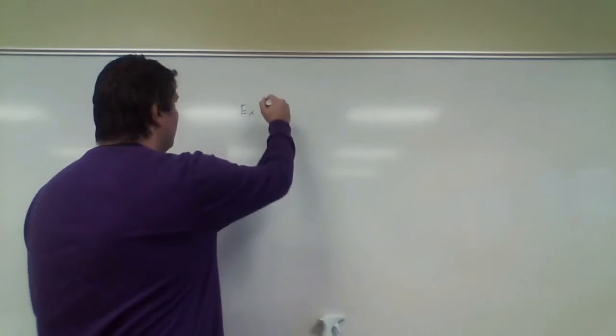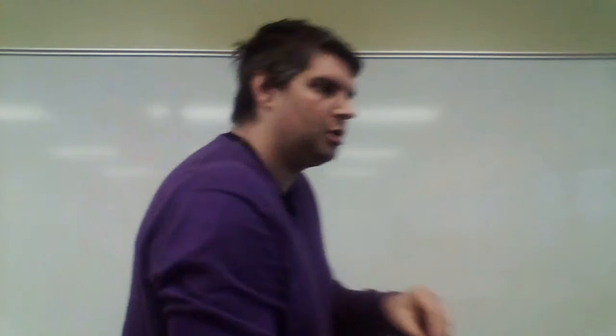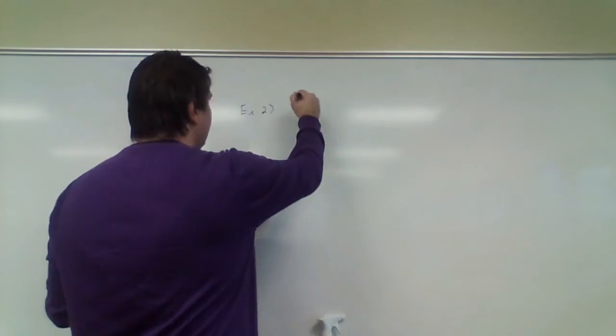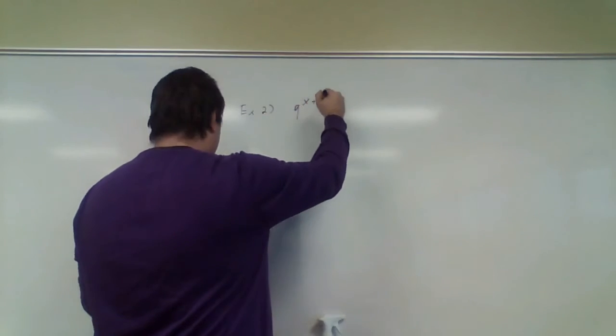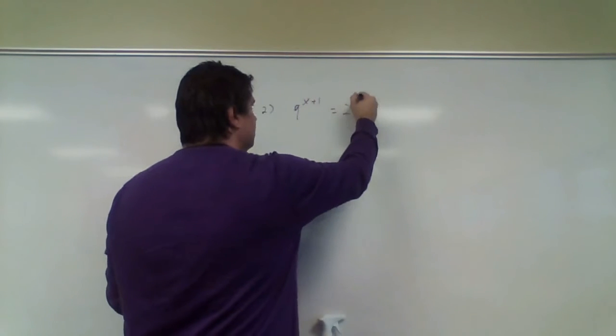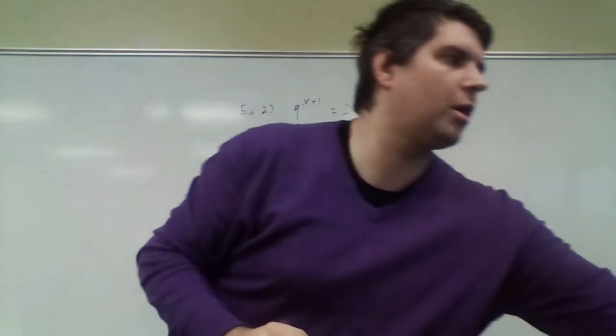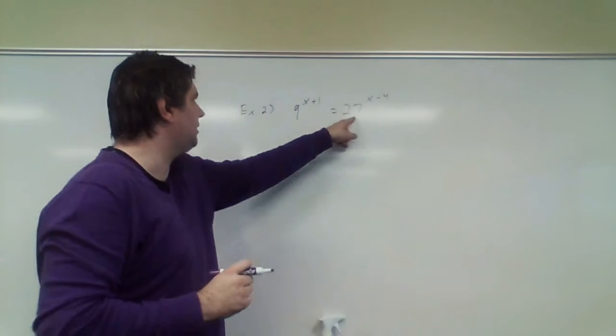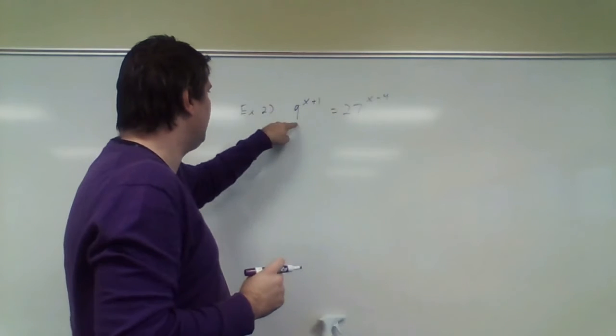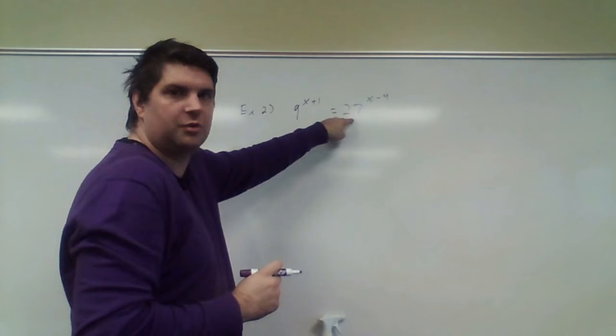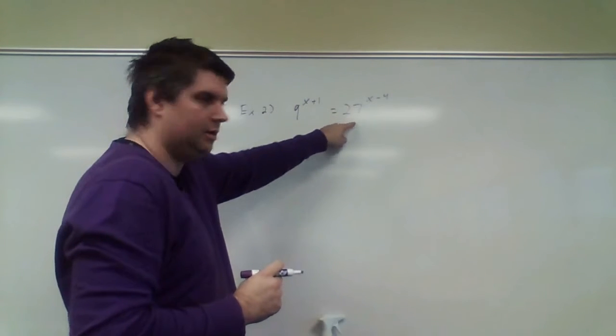Okay, now we're going to do example 2, which is 9 to the x plus first power equals 27 to the x minus fourth. Once again, these two are both powers of a common base. This can be written as 3 squared. This could be written as 3 cubed. That common base is 3.